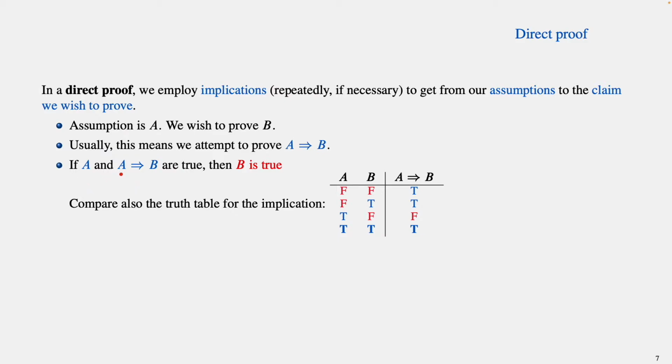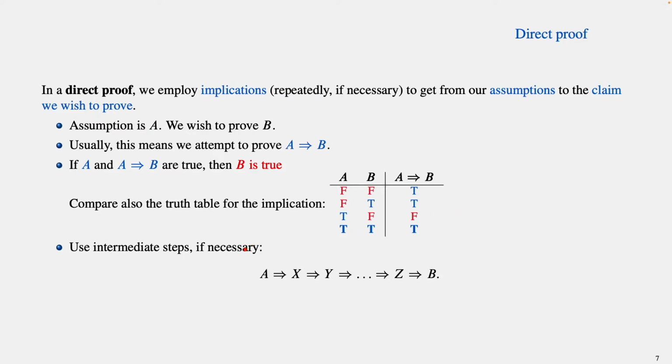Now, if A and A implies B are true, then B must be true. We can see this from the truth table for the implication. If you recall that from the lecture on logic, this is the truth table, and we see if A is true, and if A implies B is true, then the only option is that B is also true.